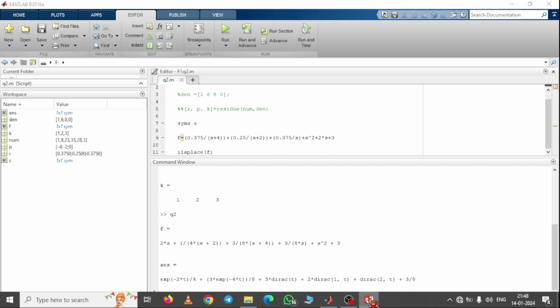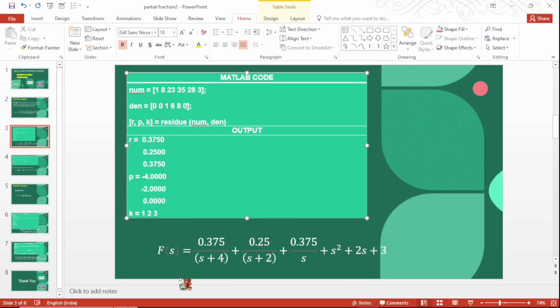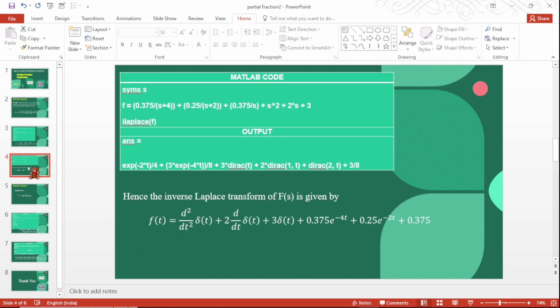Okay, so here you can see. Here we got this function: 0.375 divided by s plus 4, 0.25 divided by s plus 2, and s square plus 2s plus 3. This is the direct term. So after taking the Laplace inverse, it will be d2 by dt2 of delta t, this one, and 2 d by dt of delta t, this one, and 3 delta t, this one, and plus 0.375 e to the power minus 4t, meaning 3 by 8.